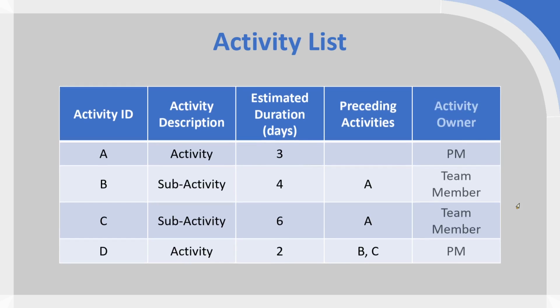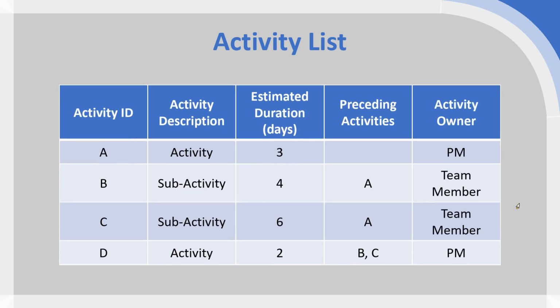And then lastly, we have the activity owner. So here, if you've been asked to create an activity list for an assignment, it's very unlikely that we're looking for individual names. We are looking generally for team roles. So here, project manager and team member is absolutely fine. Right? And so that's a very simple example of an activity list.